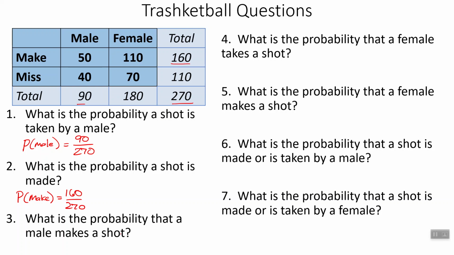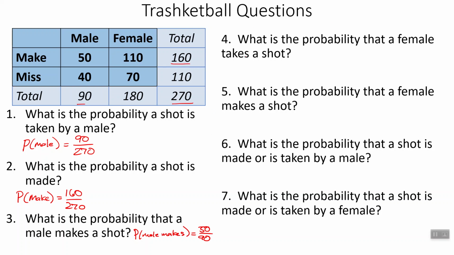Number 3, what is the probability that a male makes a shot? All right, so this can kind of be interpreted two ways. I'm going to interpret it this way. So out of the males, so that means we're out of 90. How many shots did they make? All right, so that means the probability that a male makes would be 50 out of 90.